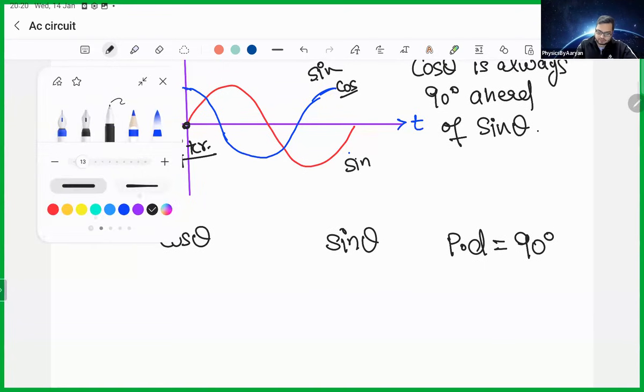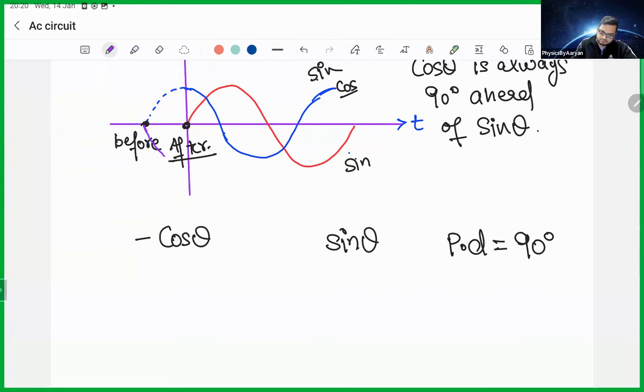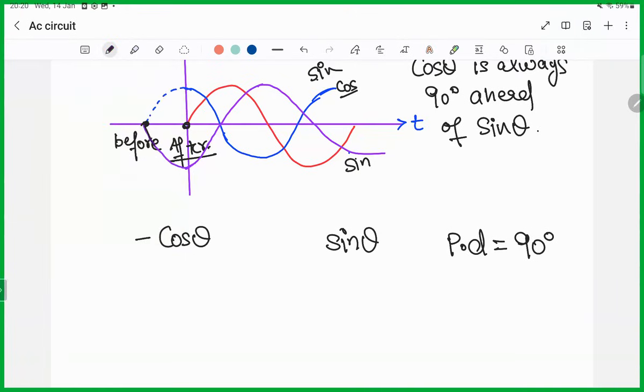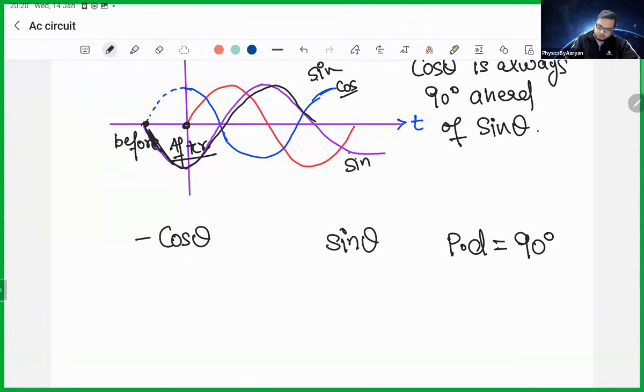Let me make the minus cos graph. If I make the minus cos graph, do you think this will be the graph? Yes, this is the minus cos graph. Do you think now it is like a sine wave, but it is taking birth later? This is minus cos theta, and it looks like a sine wave, but this sine wave is now taking birth at a later stage.